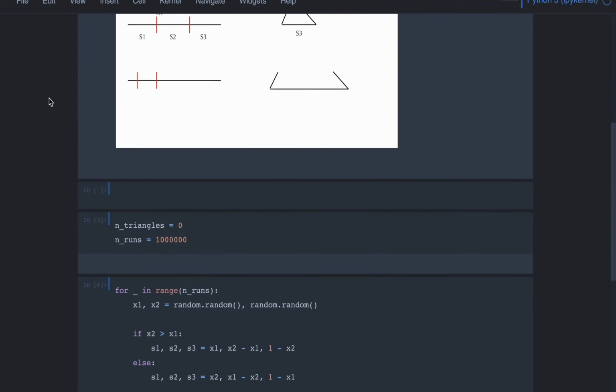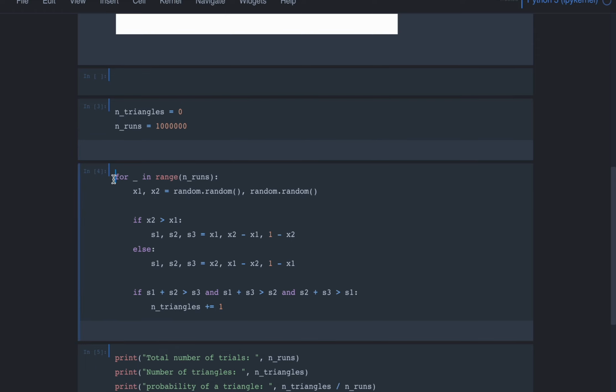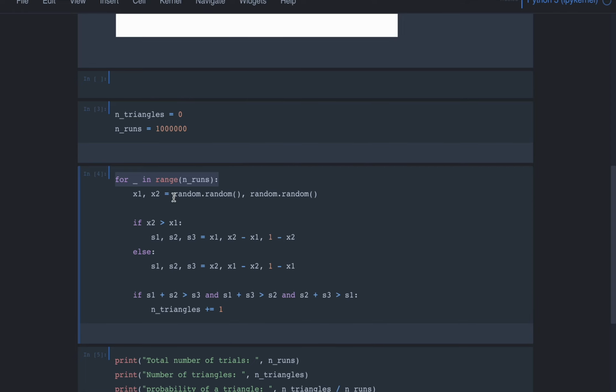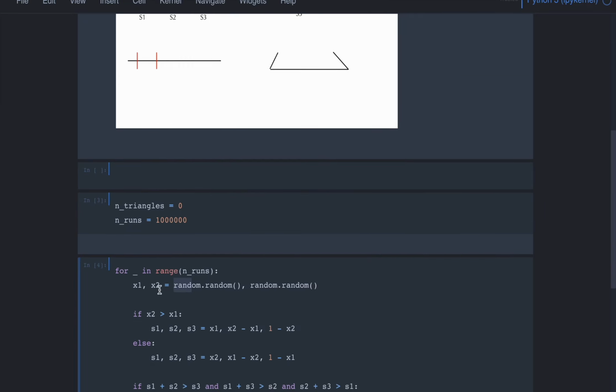Okay. So again, we are going to do n number of experiments, a large number of simulations, and the total number of favorable outcomes, or the number of triangles, is 0 to begin with. We loop over the experiments, and then we pick two random numbers. As you know, this generates a random number between 0 to 1 with uniform distribution, so any number between 0 to 1 is equally probable. We picked up two numbers, x1 and x2.